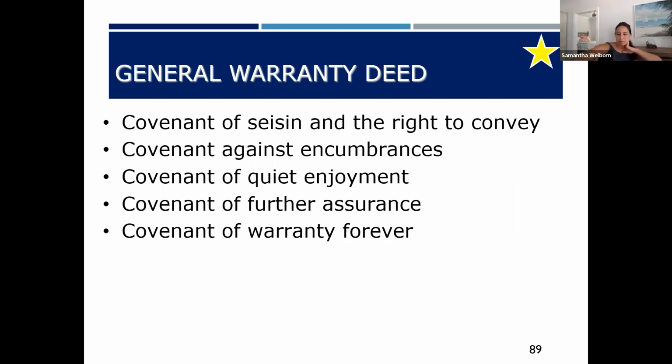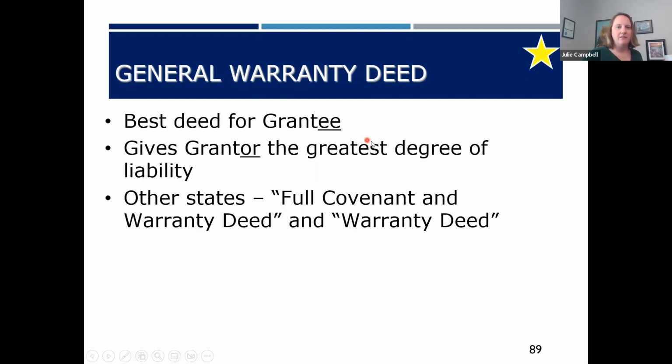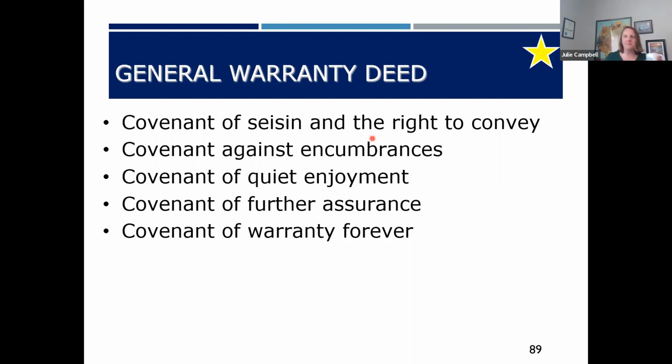Are you going to go back to the original? I'm sorry, you started all that off with the grantor is giving the grantee. Do you know what you said? Will you repeat that? The deed, the best deed for the grantee gives the grantor. You may want to go back and catch that recording because I'm not exactly sure. Oh, yeah, I'll do that. Thank you. Sorry. But yeah, this is what we're saying. Yep.